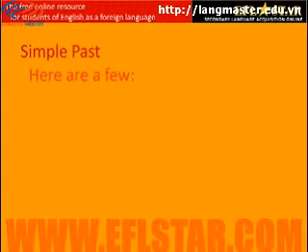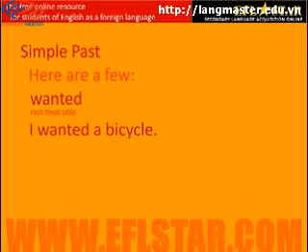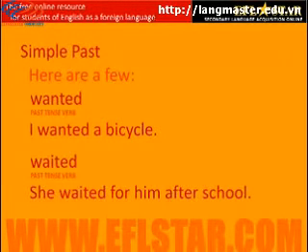Some past tense regular verbs end with the id sound. Here are a few. Wanted. I wanted a bicycle. Waited. She waited for him after school.